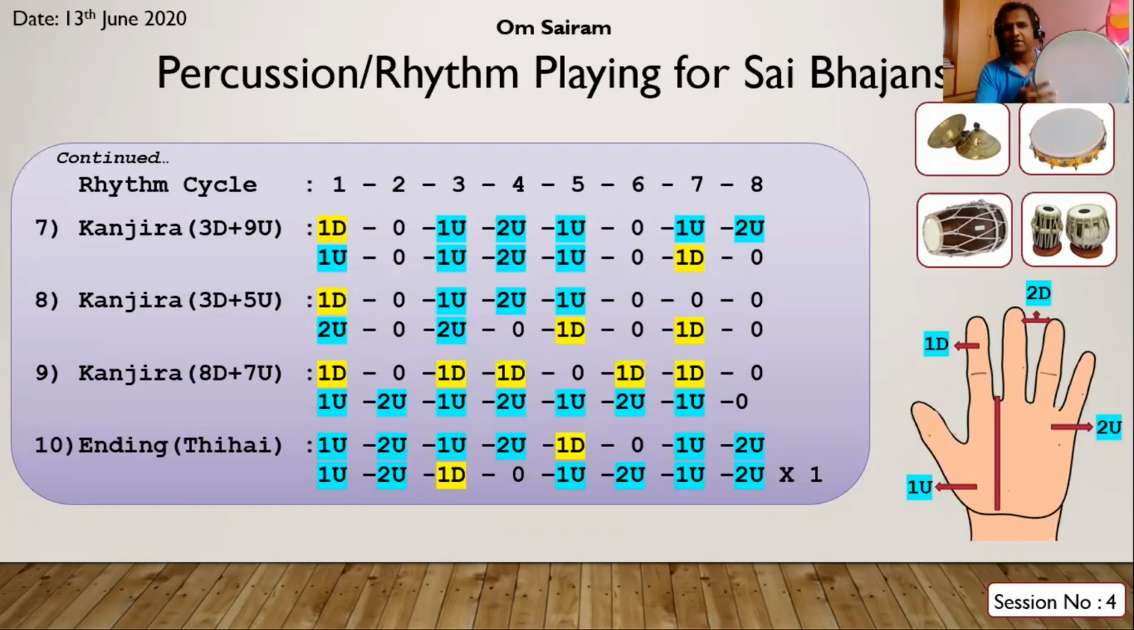Okay, we'll again do it. The eighth one. 1, 2, 3, 4, 5, 6, 7, 8. Then 1, 2, 3, 4, 5, 6, 7, 8.